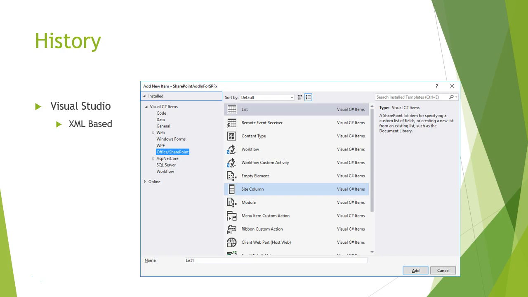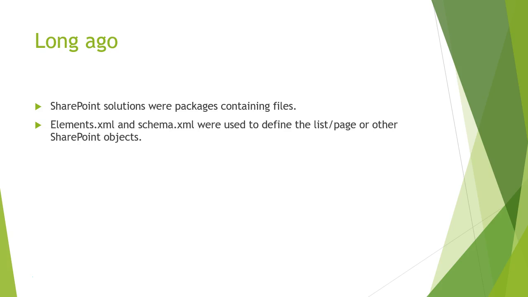Long ago, SharePoint development was done extensively using Visual Studio and mostly C#. Also, it was language independent, or declarative, or XML based. So we had the concept of elements.xml and schema through which SharePoint objects were provisioned. SharePoint solutions were WSP files or packages, and they had various elements. It may be lists, site columns, content types, custom actions, or any other SharePoint object. So overall, any SharePoint object was mostly denoted by an elements.xml and schema.xml, which was part of a feature.